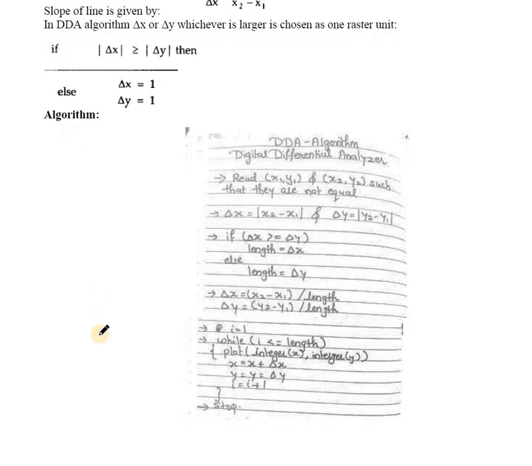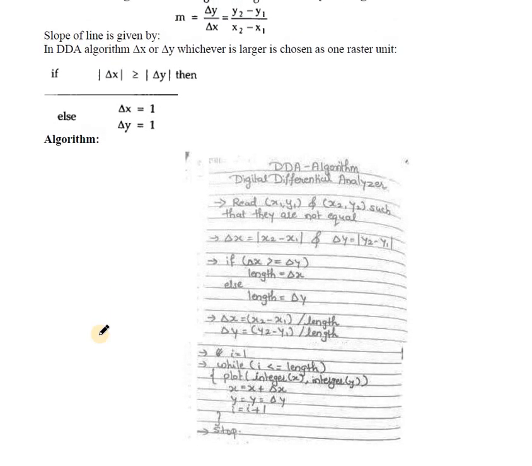The algorithm is very simple and it depends upon the term m, that is nothing but the slope of the line. So what is the formula for m? M is delta y upon delta x. What is delta y then? It is y2 minus y1 and delta x is x2 minus x1. So in DDA algorithm, whichever is larger, delta y or delta x, is chosen to be the one raster unit. Now what is the meaning of one raster unit?